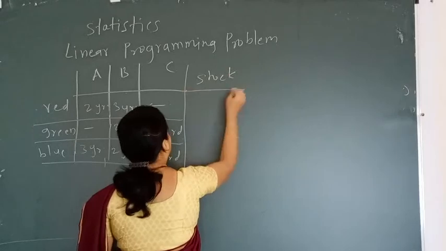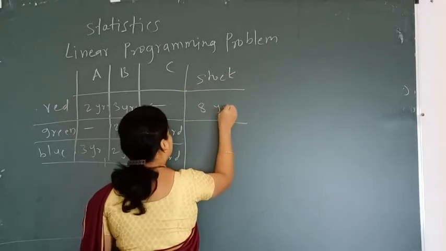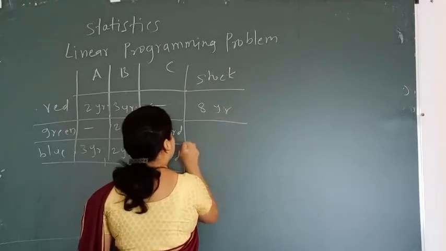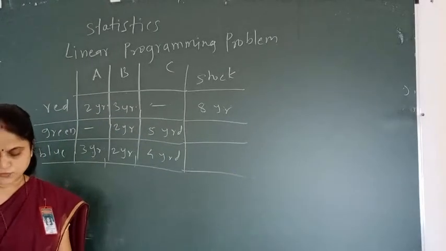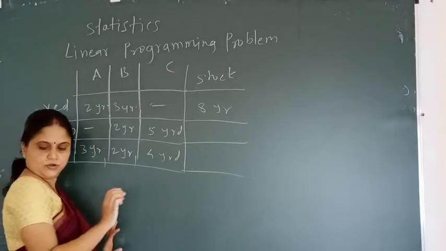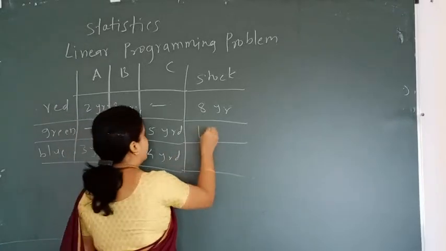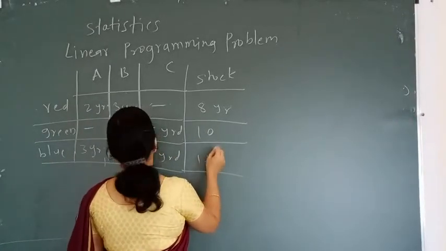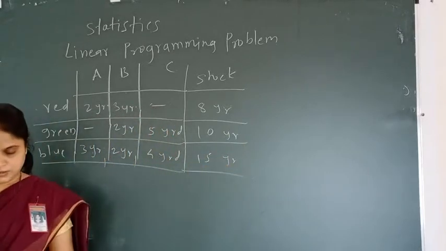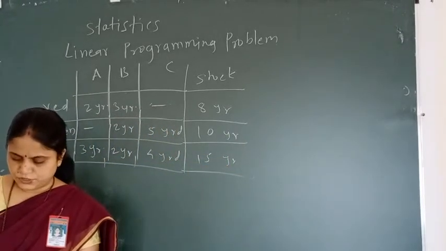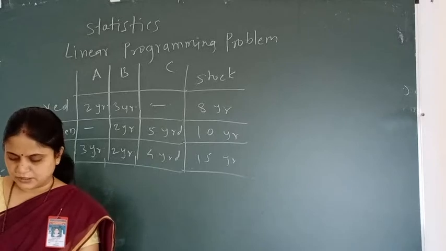This is my stock, and red wool is only 8 yards. Then the firm has 10 yards of green and 15 yards of blue wool. So 10 and 15. Okay. So these are the values which are present, or which yards of wool will be present in the firm.